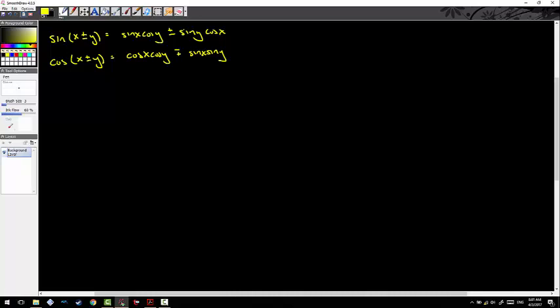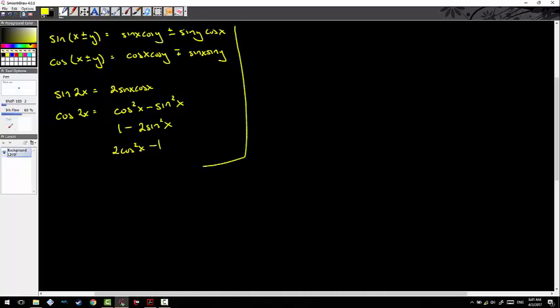For double angle, it's pretty straightforward. Sine 2x becomes 2 sine x cos x. And then for cosine double angle, there are 3 versions, where the initial version was cos squared x minus sine squared x, and from using our Pythagorean identities, we could make this 1 minus 2 sine squared x, or 2 cos squared x minus 1. So these are the formulas you're going to want to keep in mind, again, for this week's quiz.